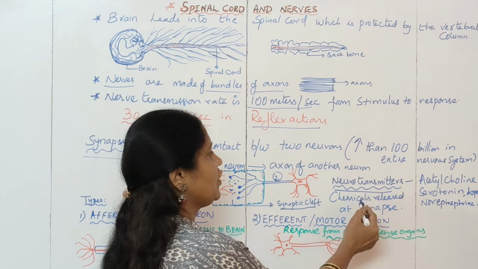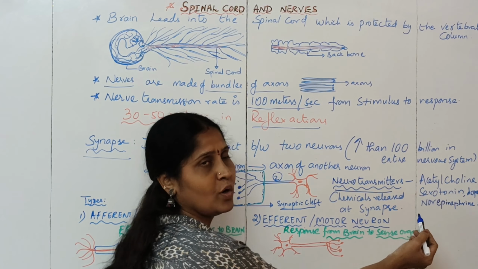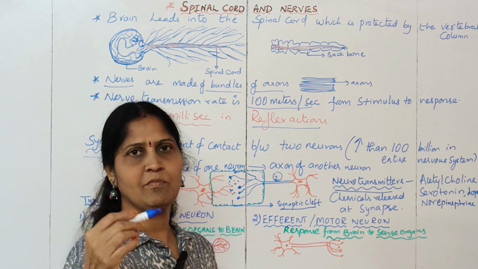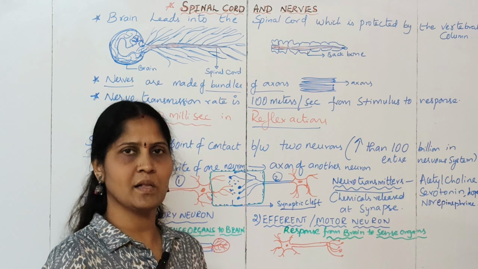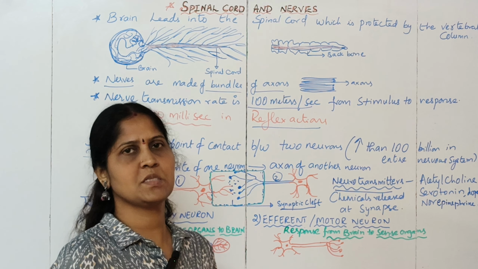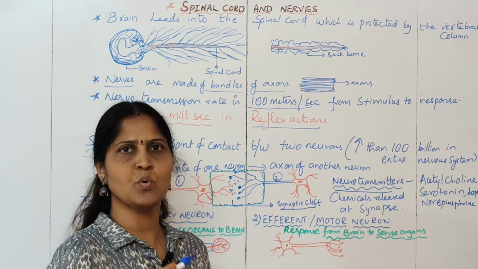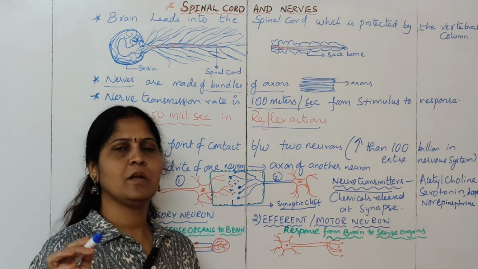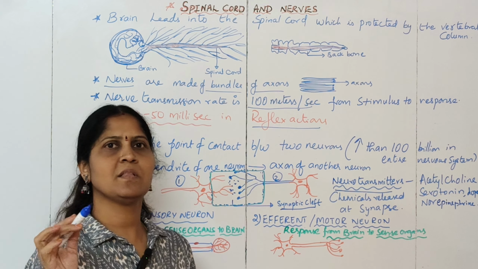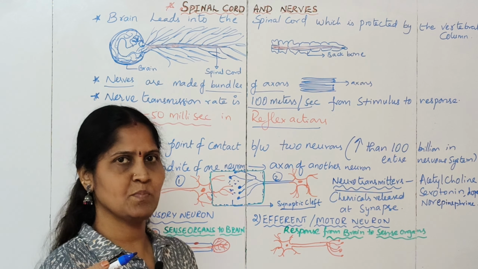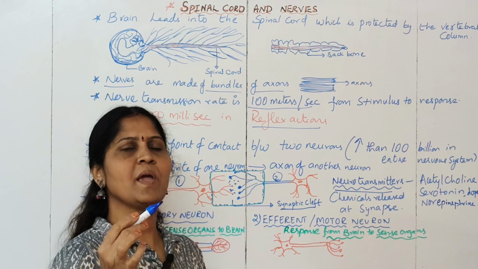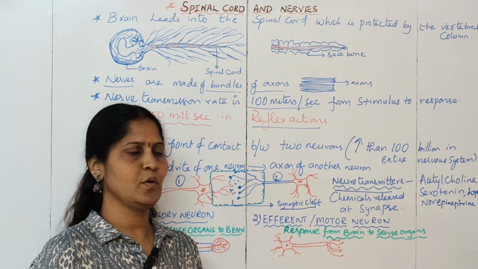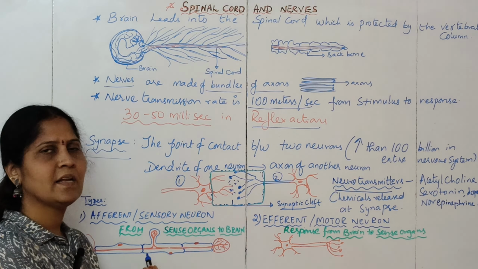So here the neurotransmitters we have are acetylcholine, serotonin, dopamine, norepinephrine. Like this we have some chemical names, of which one or two you can remember as examples. So the point of contact between two neurons is called synapse. In the synaptic cleft, neurotransmitters get released, which help in transmitting the electrical impulses from one neuron to another neuron. Then let us see the types of neurons.